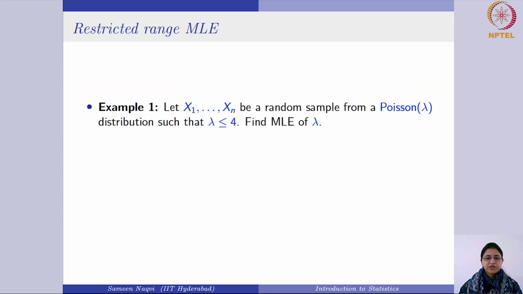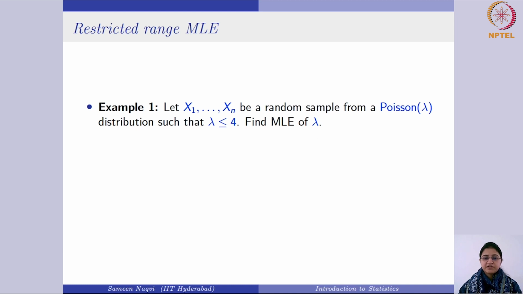So here the first situation is MLE can provide you an estimator even if you have a restricted range for the parameter. Suppose you are taking a random sample from Poisson with parameter lambda. We know that lambda is always greater than 0. However, if it is restricted, that it is greater than 0, but also less than or equal to 4, then how do you find the MLE for this?